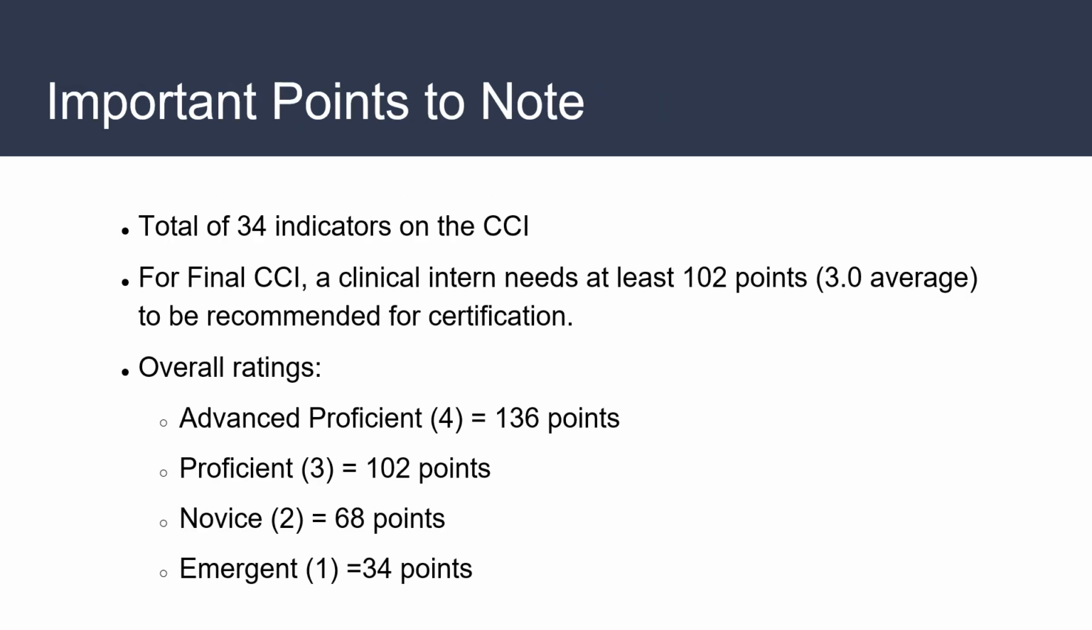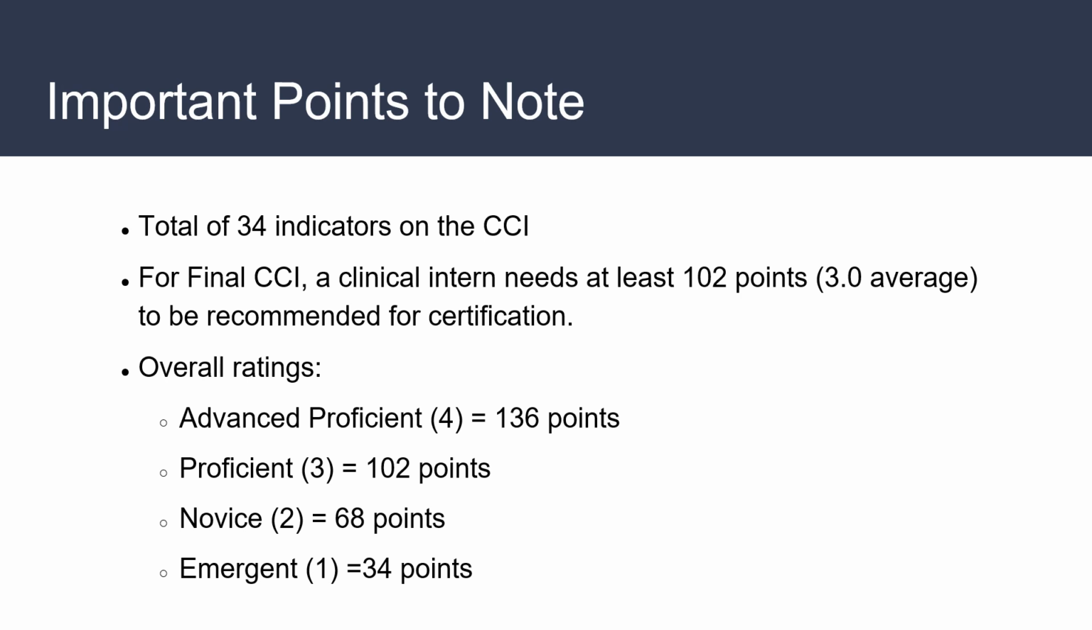As referenced earlier in this presentation, at the final assessment, a rating must be entered for each of the 34 indicators. An evaluator does not have the option of using not observed on the final CCI. The following scale may help you to assess the clinical intern. This scale will not be accurate if any indicator is not scored or if an indicator is identified as not observed. Advanced proficient equals 136 points, proficient equals 102 points, novice equals 68 points, and emergent equals 34 points.